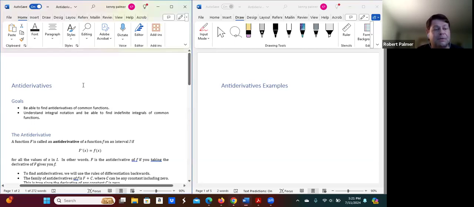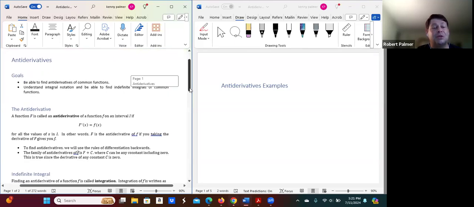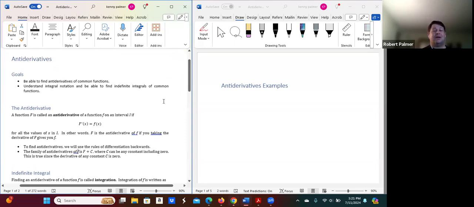So our goals are to be able to find antiderivatives of common functions, learn how to do that, and see how it's related to derivatives, and also begin to learn about integral notation, the way it's written, and also find what's called indefinite integrals of common functions.